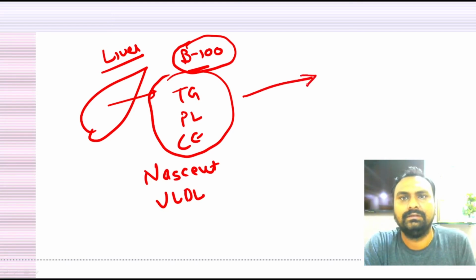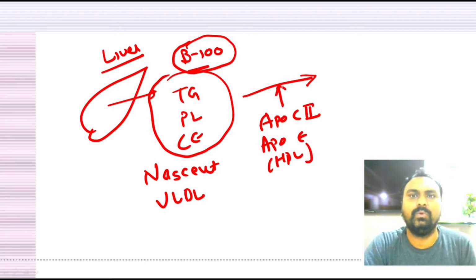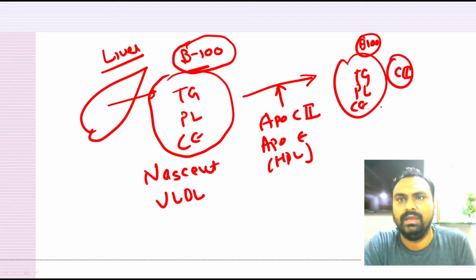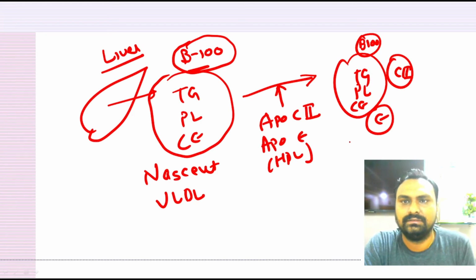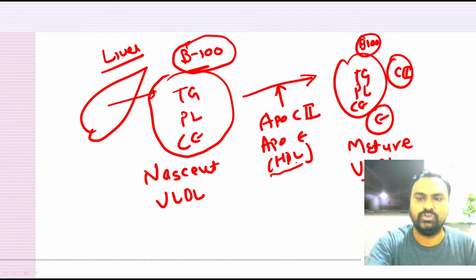Now it gets ApoC2 and ApoE from HDL. So HDL will donate ApoE and ApoC2. Now this triglyceride, phospholipid, cholesterol ester along with the ApoB100, C2 and ApoE, this structure is called mature VLDL. So in the circulation, from HDL, ApoC2 and ApoE is donated, and now this nascent VLDL is converted to mature VLDL.